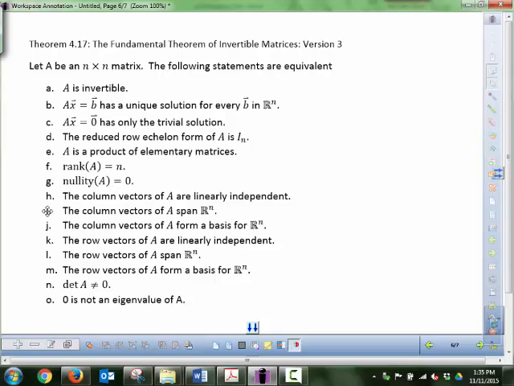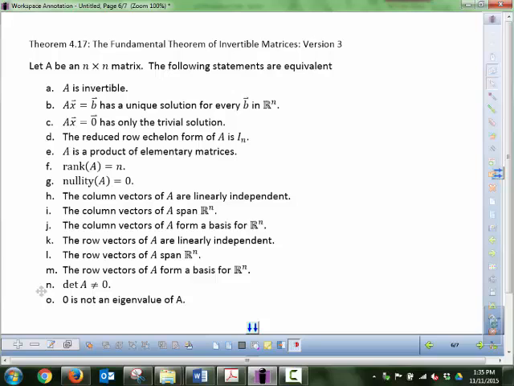The two new ones are the determinant of A is not equal to 0, which we got from last section, and this last one that says 0 is not an eigenvalue. Everything else here we've seen before, and the two new additions are the determinant and the eigenvalue information. So if you got an eigenvalue equal to 0, then you know that it's not invertible. Conversely, if you're looking for a set of eigenvalues and none of them equal 0, then you know that the matrix is invertible. And a bunch of other things.